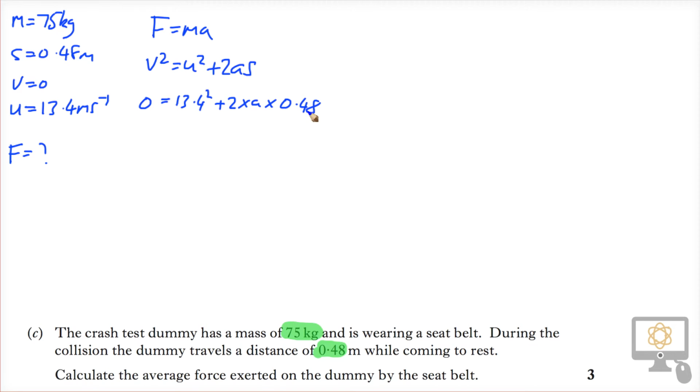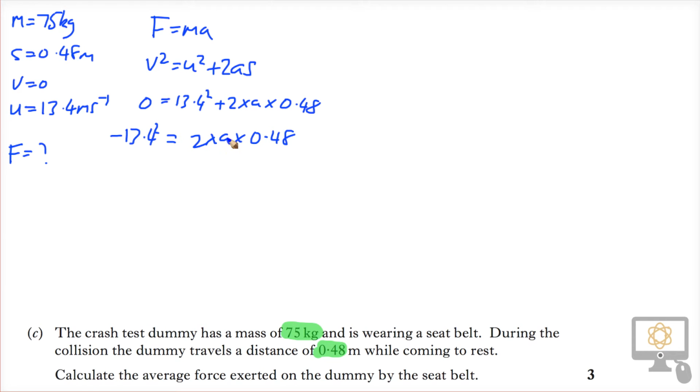It's quite difficult to do that sometimes, so I'll just do that here. We take this number and we want to get rid of this from this side. We want, in fact, to only have a. So let's subtract that from here, so we must subtract it from here as well. So it's minus 13.4 on this side. So minus 13.4 squared on the other side is equal to 2 times a times 0.48.